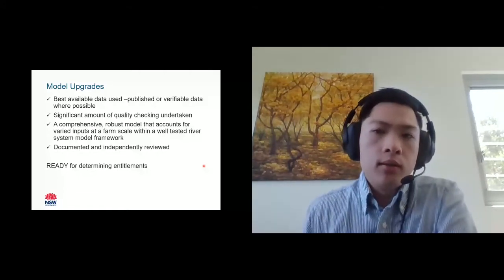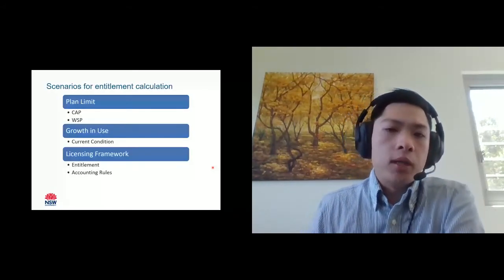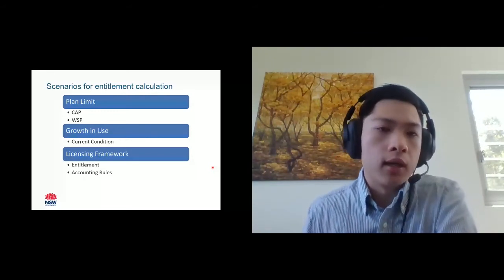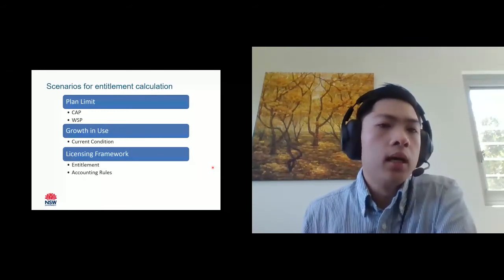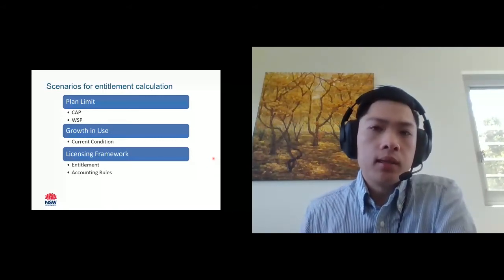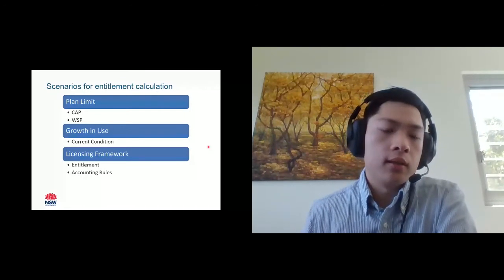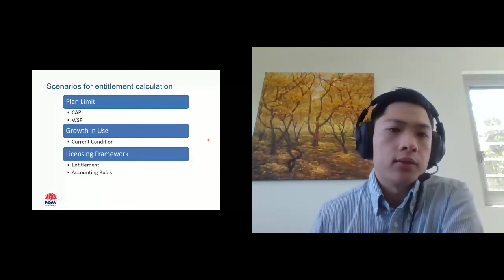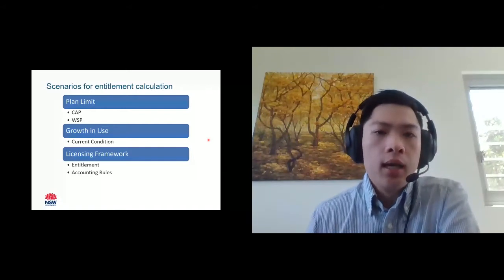Okay, so under the Healthy Floodplain project, we needed to implement a significant model upgrade. What do we do now? We need to calculate the entitlement that can be issued to each landholder, and the way we do it is by looking at a number of different scenarios for compliance purposes.